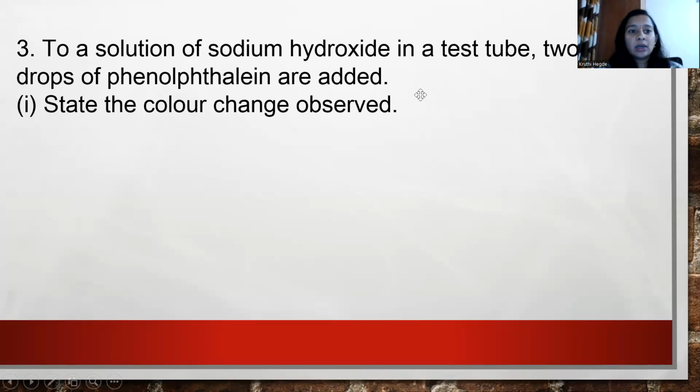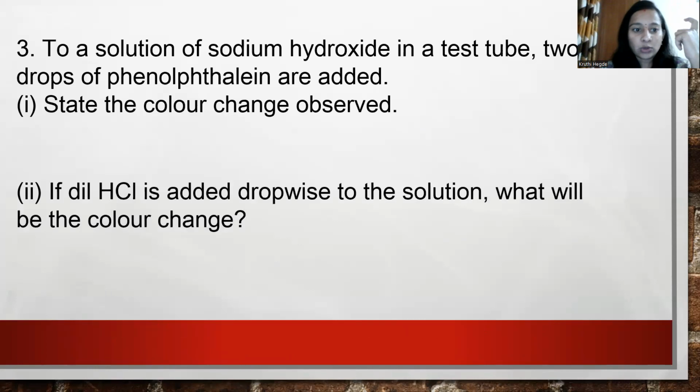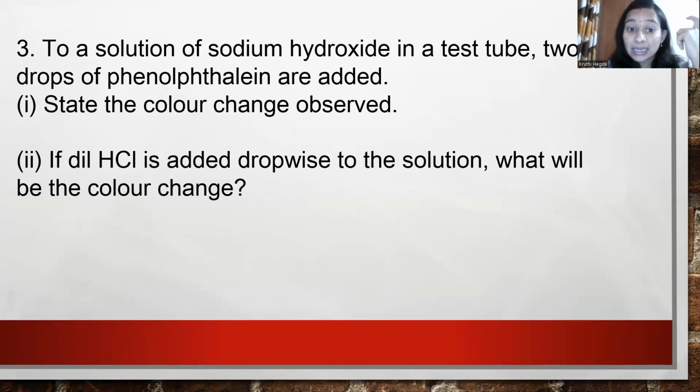Next, to a solution of sodium hydroxide in a test tube, 2 drops of phenolphthalein are added. We saw this last time. Phenolphthalein is added to sodium hydroxide. Phenolphthalein is actually colorless. State the color change observed. It turns pink. If dilute HCl is added dropwise to the solution, what will be the color change?